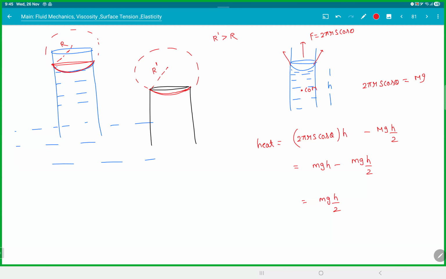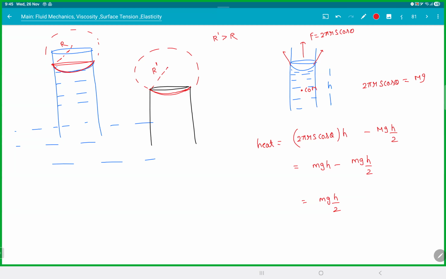Clear? So the surface tension force will pull it up to a height h, but only the energy up to the center of mass is stored, so h by 2. And if you observe, this is always the trend. When you take a capacitor without a resistor and put a battery, the work done by the battery is QV, whereas the energy stored is half QV.